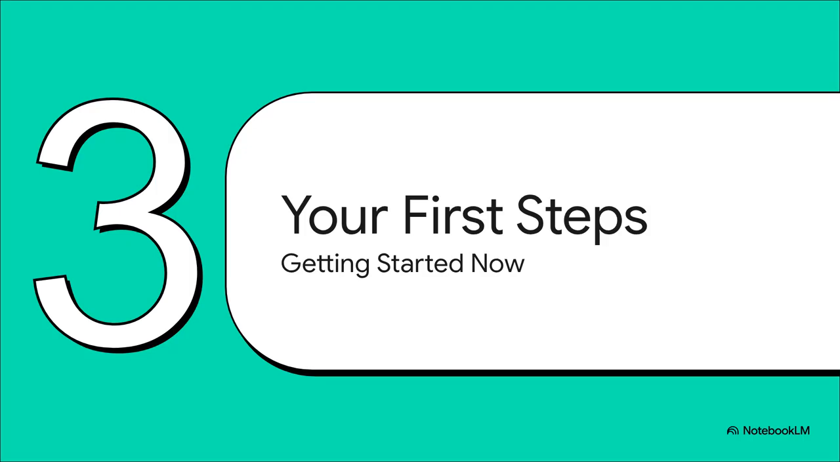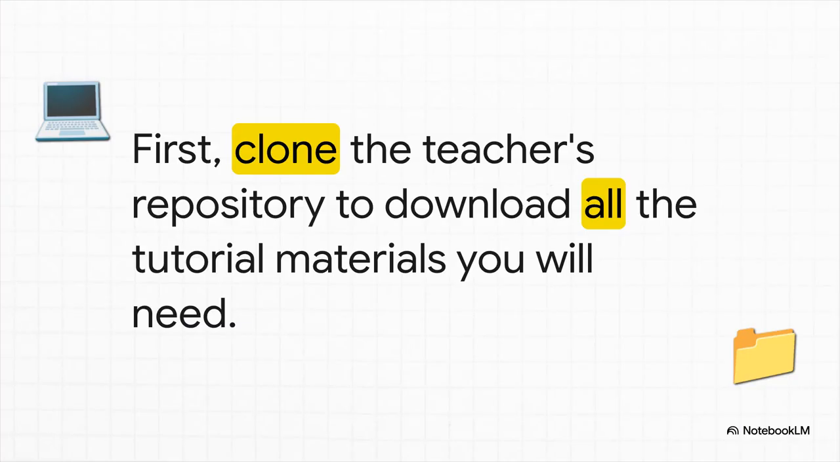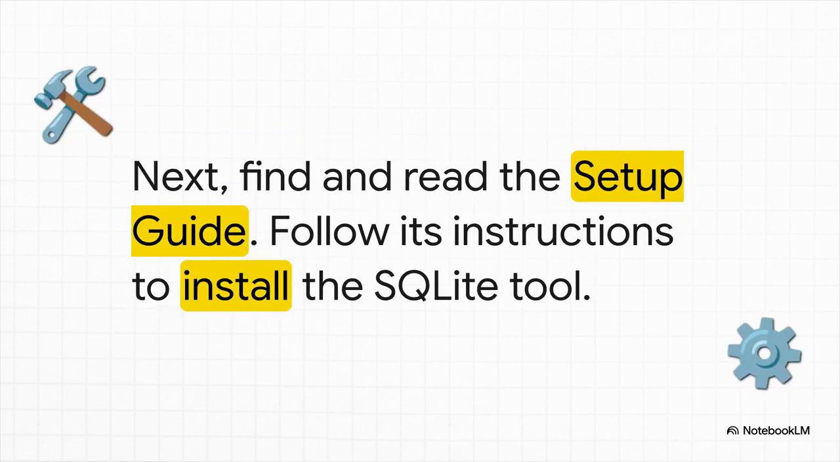That's the big picture. Now let's zoom in and talk about the exact first steps you need to take to get started, right now. Your very first step is to clone the teacher's repository using the link you've been given. This one action downloads everything you need, all the guides, the lessons, the exercises, and puts it right on your computer. Once you've got all the files, your next task is to set up your workspace. So step 2 is to find the setup guide in those files and just follow the instructions. This guide will walk you through installing SQLite, which is the database tool we'll be using. This is a really crucial step to make sure everything is ready to go.